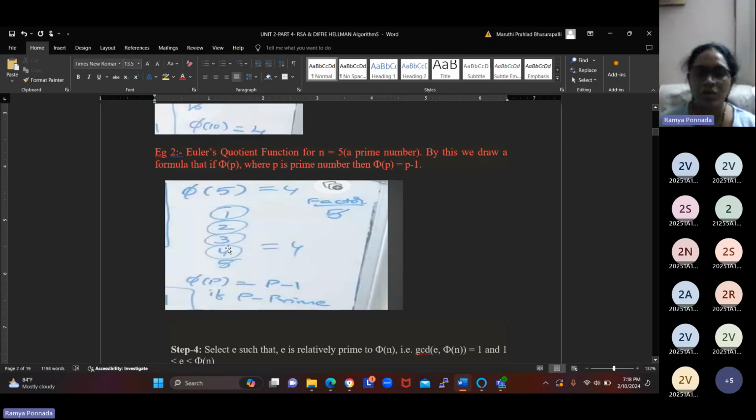Okay, so 1, 2, 3, 4 are not divisible. So 5 is going to be struck off as it is divisible. So how many elements are left over? 4.